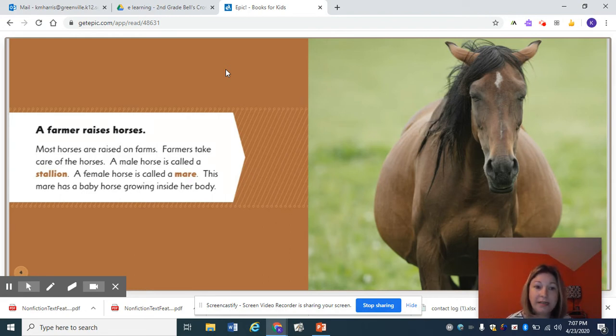A farmer raises horses. Most horses are raised on farms. Farmers take care of the horses. A male horse is called a stallion. A female horse is called a mare. The mare has a baby horse growing inside of her body.